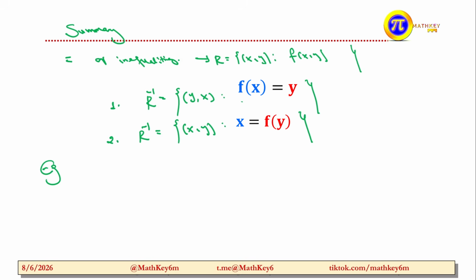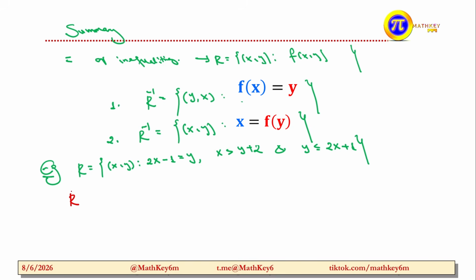Let us take an example. The relation R = {(x, y) : 2x − 1 = y, x > y + 2, and y ≤ x + 1}. If we consider this, how can we find the inverse of this relation?